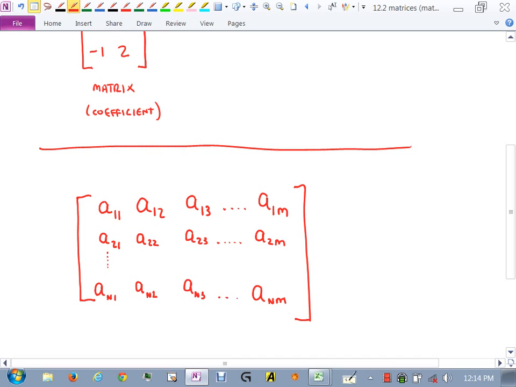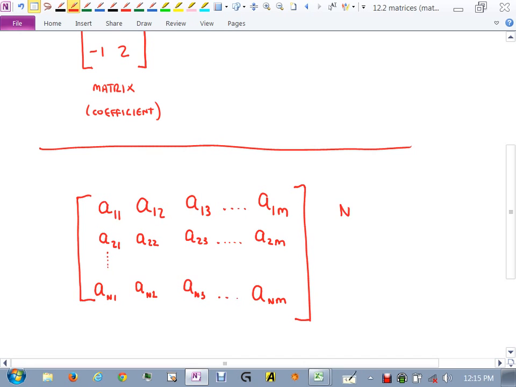Make sense? What would A47 be? The number in the fourth row, seventh column. ANM is the number in the nth row, mth column. So how many rows do I have here? 1, 2, 3, 4, till I get to what? N. How many columns? 1, 2, 3, 4, 5, 6, until I get to M, right? This is N rows, M columns. Yes? N rows, M columns.